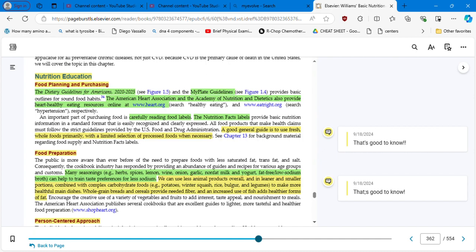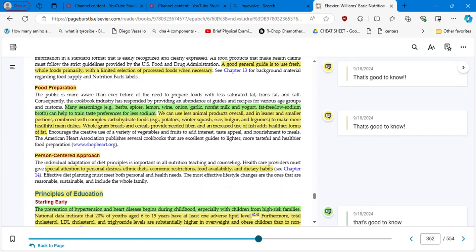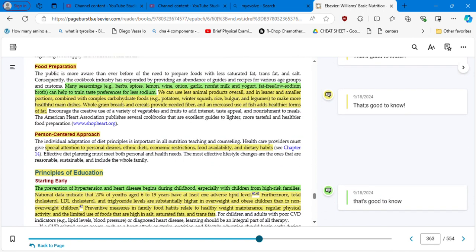Okay, be aware of what you are bringing home to put in your refrigerator, because whenever you feel cravings at home, when you open the refrigerator, that stuff is going to be there. If it's unhealthy, you're going to eat that, but if it's not unhealthy and you have a good amount of vegetables and fruit, that's going to change the game. You have to use fresh whole foods primarily with a limited selection of frozen foods. Food preparation, use the seasoning recommended in that table that we saw a few minutes ago. And we can use less animal products overall and in leaner and smaller portions.